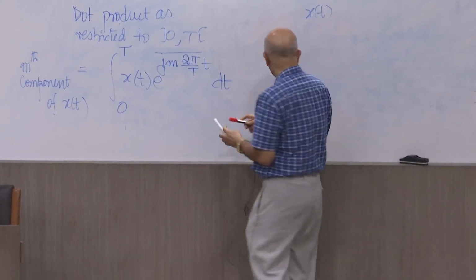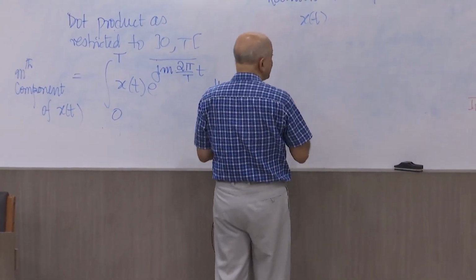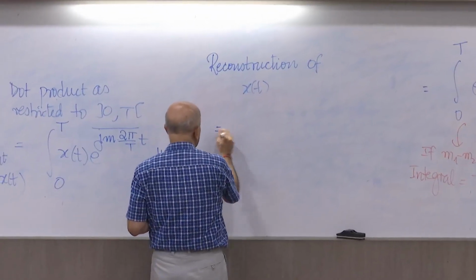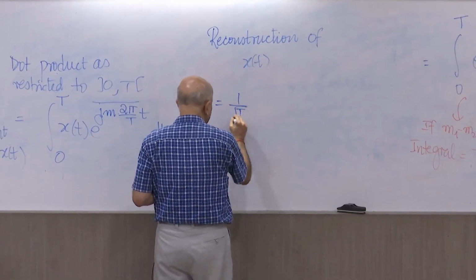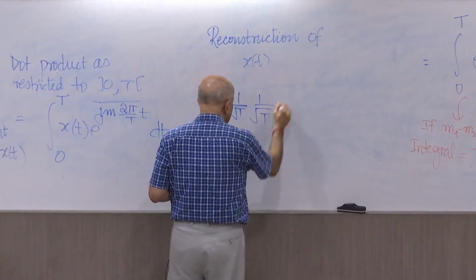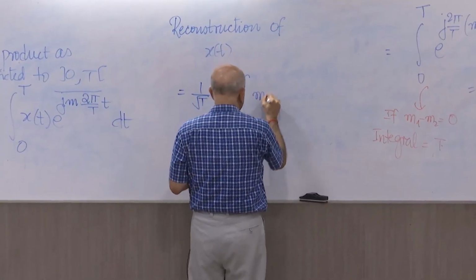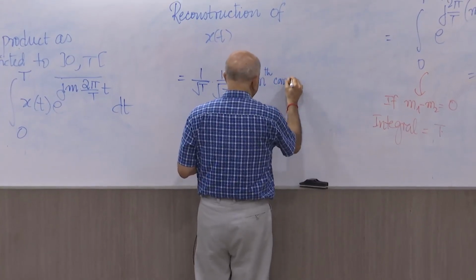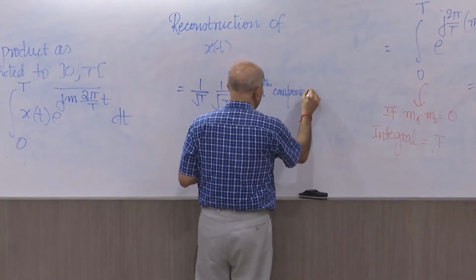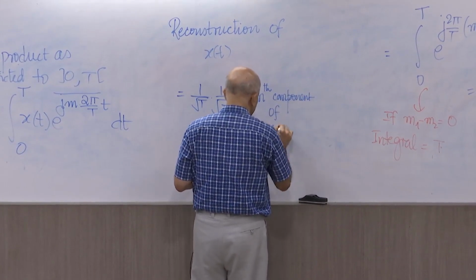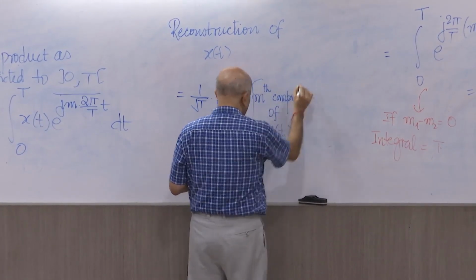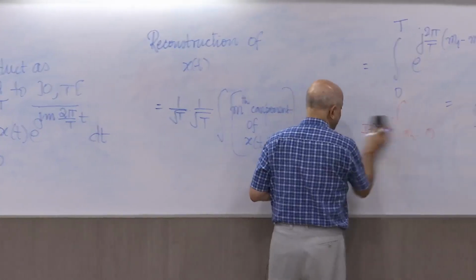Okay, so we say the reconstruction of x(t) from its components would be essentially 1 by square root T multiplied by 1 by square root T times the mth component, whatever you call it, multiplied by a unit vector there.